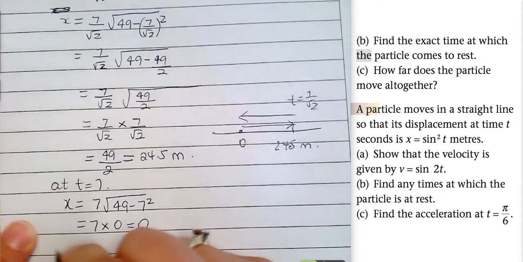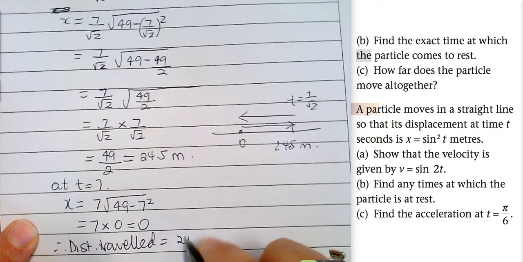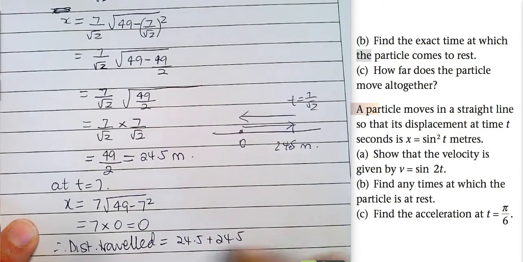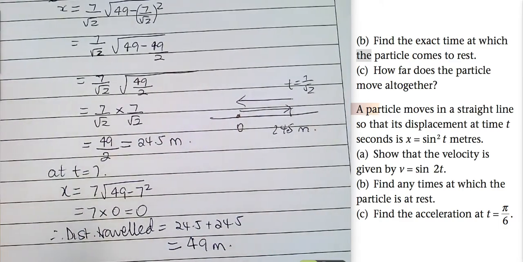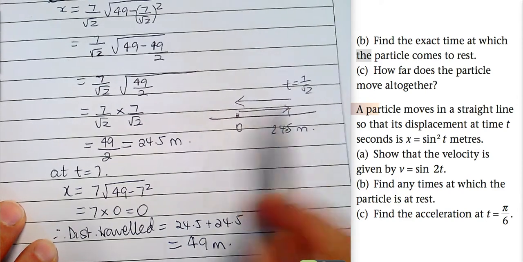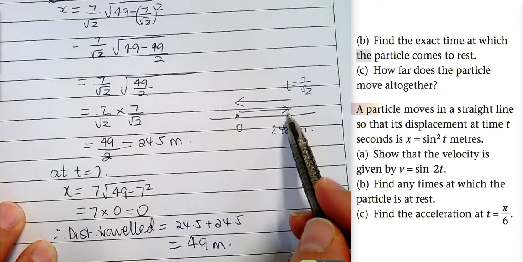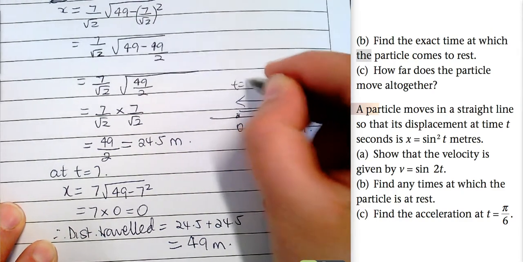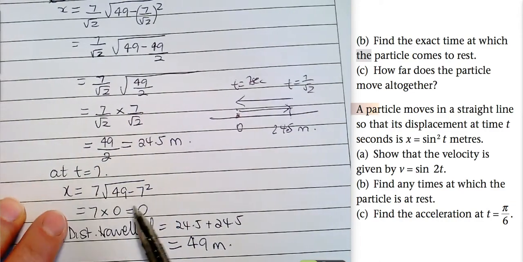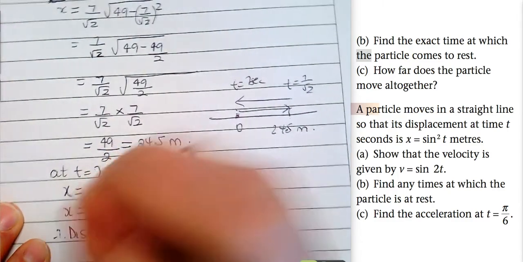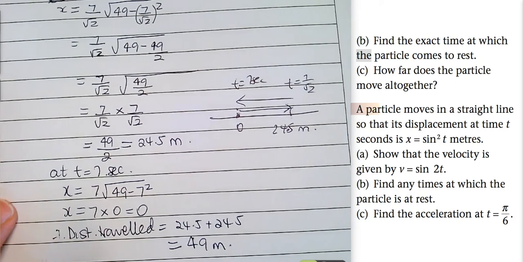Therefore, the distance travelled is 24.5 plus 24.5. In other words, it's travelled 49 metres, because it travelled from there to there and travelled back. So at time 0, it was there. At time 7 on root 2, it was there. And at time 7 seconds, it was back at 0. When time was 7 seconds, it's back, displacement is 0. So therefore, it must have gone there and come back. Does it make sense?